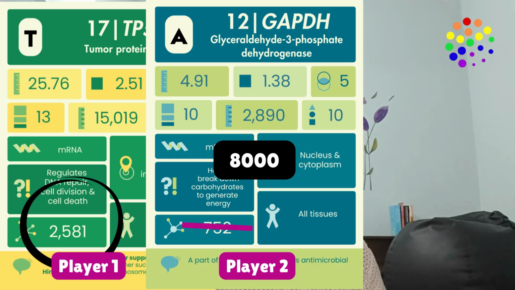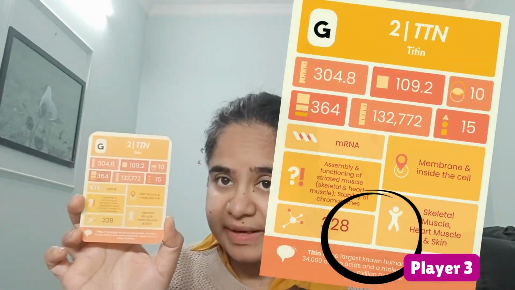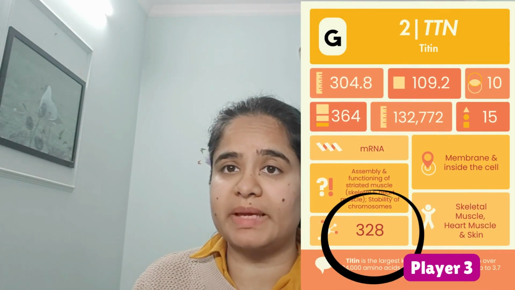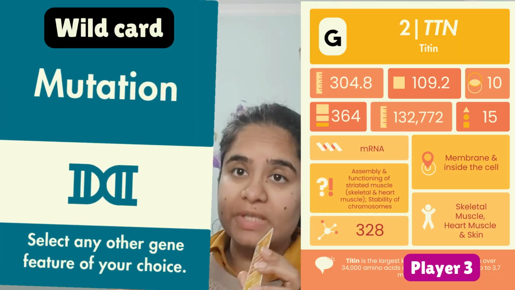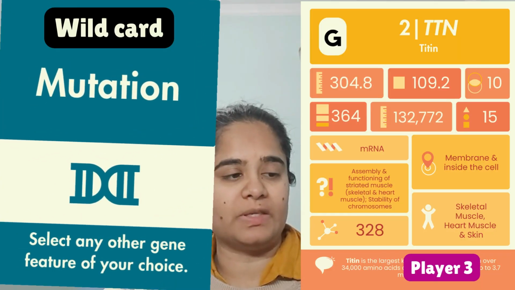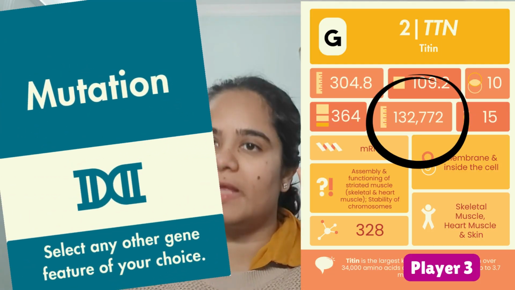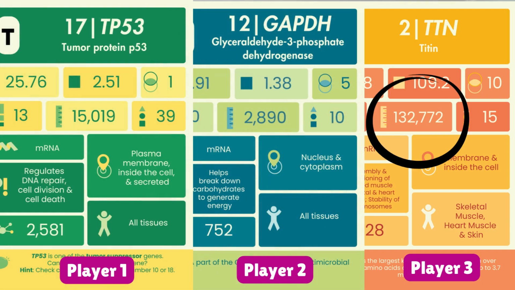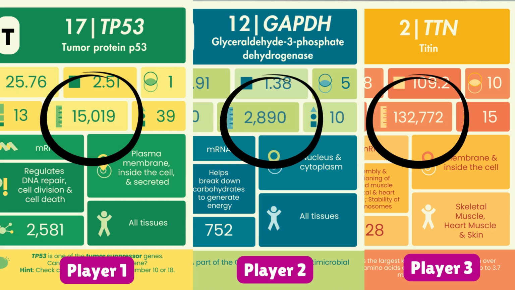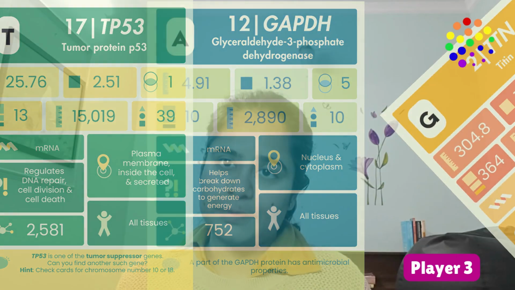Now let's see what the third person has. Now the third person gets 328 as the value. So now when this person picks up a card, another wild card, which is mutation, comes up. So with the mutation card, you can select another gene feature, which could be, in this case, the number of mutations. As this player will announce the value of number of mutations, the other 2 players will also look at their respective cards. You can see by looking at these 3 cards that the third person is the winner and will take the cards from the other 2 players and keep it with themselves.